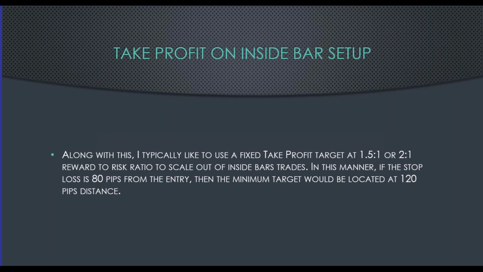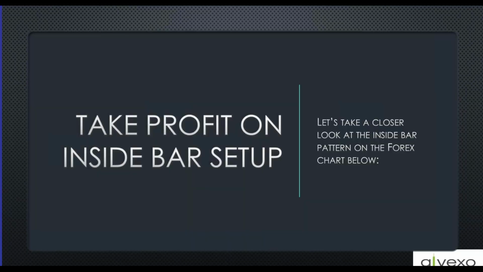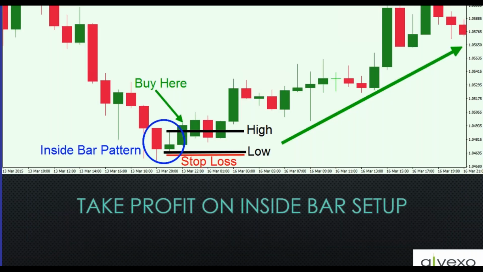So along with this, I typically like to use a fixed take profit point of 1 to 1.5 to 1 or 2 to 1. Stay 2 to 1, okay, for us. In this matter, if the stop loss is 80 points from the entry, then a minimum target would be located at 120 pips distance. So let's take a closer look at the inside bar pattern on chart.